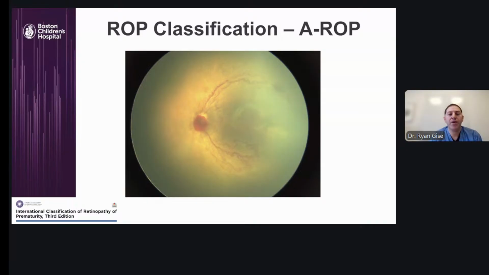So the change that was made was to call it aggressive retinopathy of prematurity, because they noted that depending where you are in the world and what your NICU care is like, you may have aggressive retinopathy of prematurity outside of zone one, which is where the APROP definition was. It is important to know that it's different wherever you are in the world.